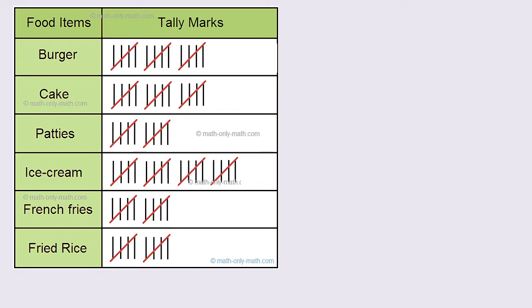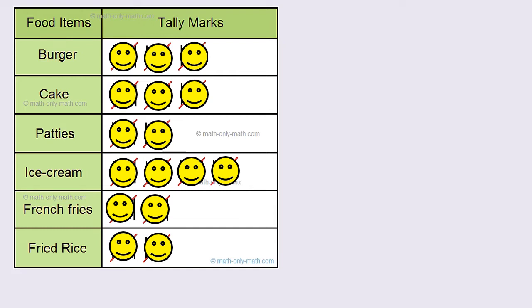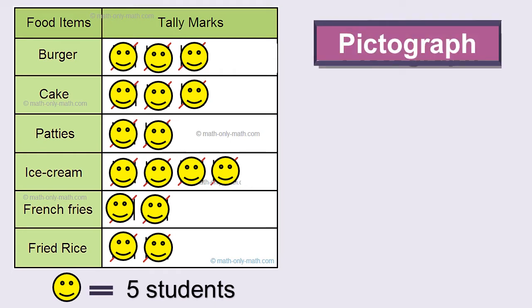But how about if such a group of marks, we can convert it into a symbol? Let's take for example a smiley. Each 5 marks, we can convert it into a picture. We have here a smiley, another smiley, and the rest smileys. So that will be our key here. Each smiley will represent 5 students who voted for that food which they considered their favorite food item. This is what we call a pictograph.